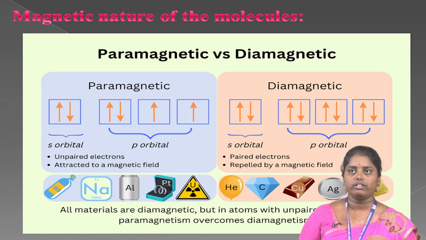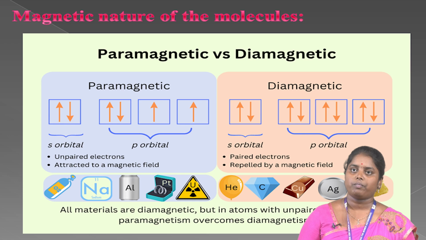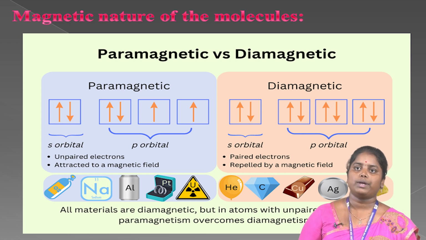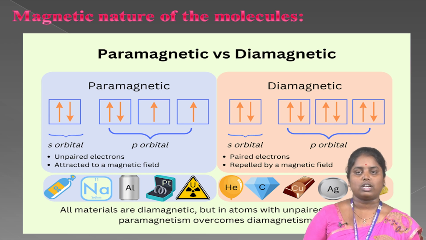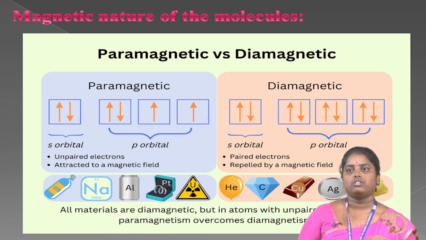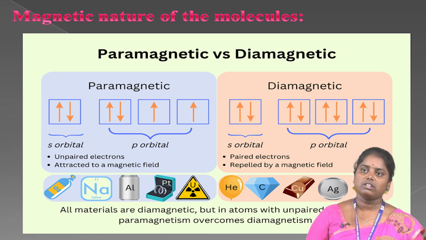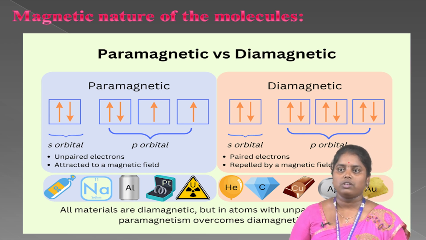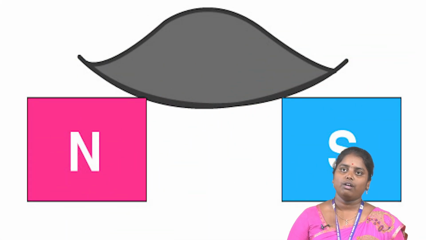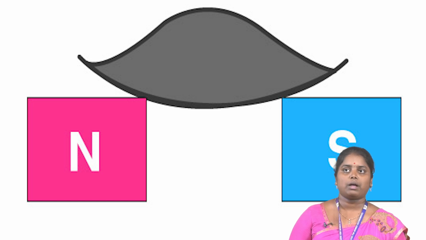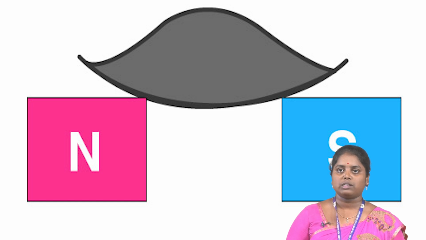Let's move on to the last topic of this session, that is the magnetic nature of the molecules. The behavior of the molecules when placed in a magnetic field can be classified into two major types, and this behavioral change in the molecule is due to the change in the number of electrons present in the molecule. The two major types include the paramagnetic and diamagnetic substances. First, let's see what the paramagnetic substances are and their properties. The definition of paramagnetic substances.